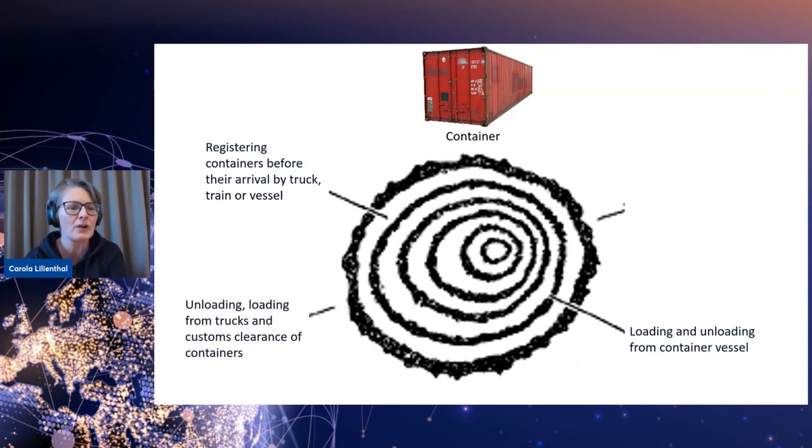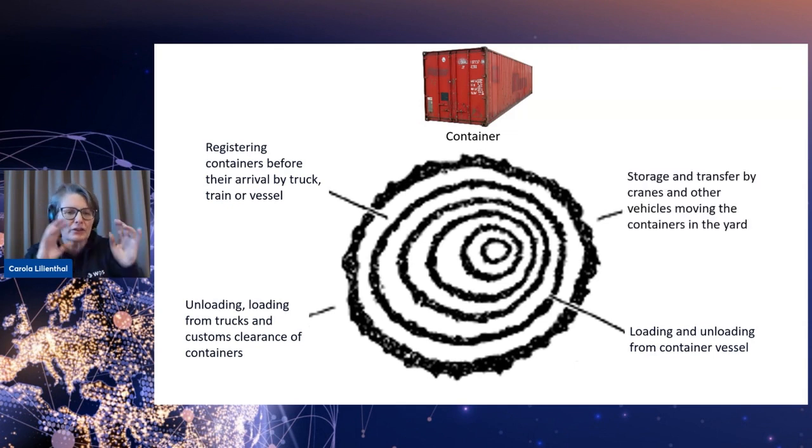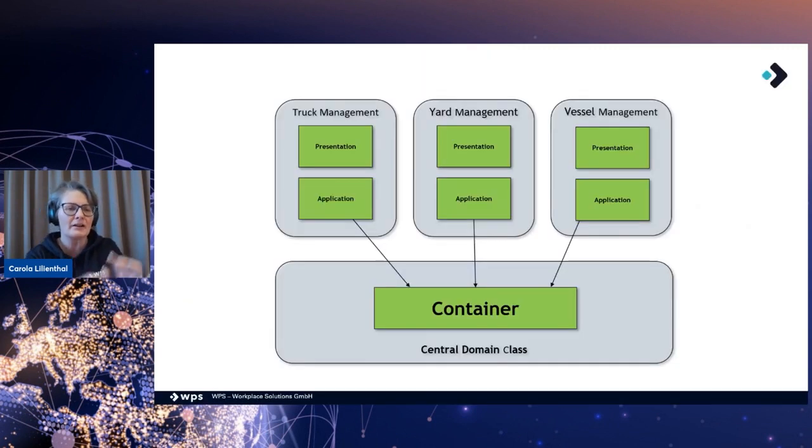Unloading from the truck and customs clearance, all done with the container class. The storage and transfer by crane and other vehicles, moving the containers around in the yard, everything is done with the container class, and the overall architecture looks like this. Everything is working on the container, like the central domain class. This domain is very difficult to cut into pieces.